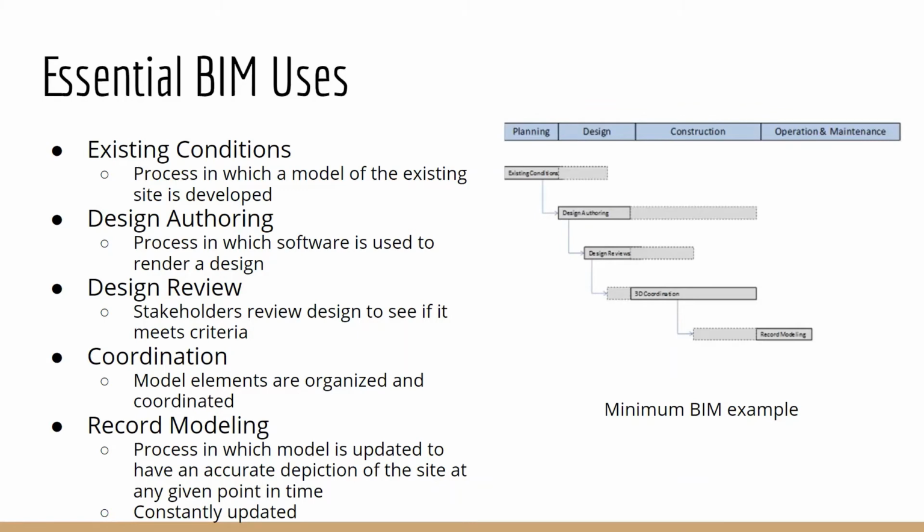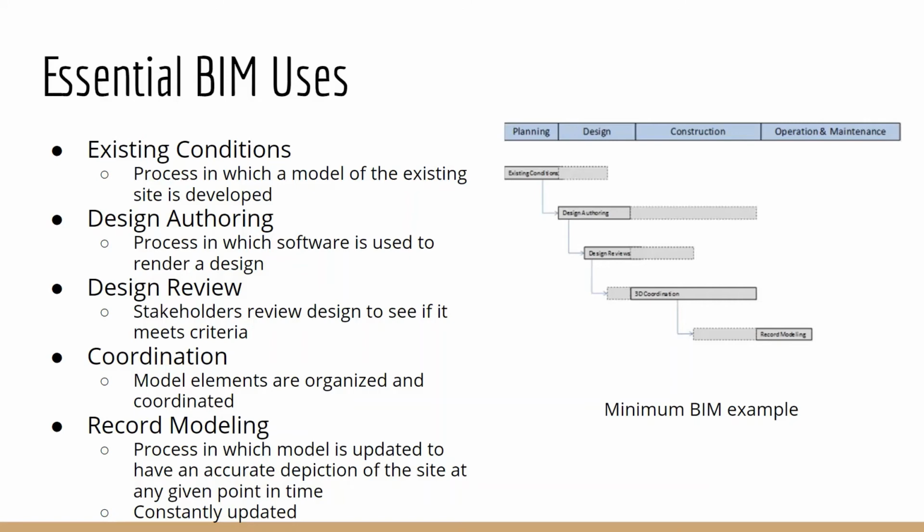Design review, this is where stakeholders would review the design to see if it would meet all the criteria they were hoping for. So this would cover everything from the initial plan, everything from what they wanted the outside to look like, all the way to the interior of their design. Coordination, this is where model elements are organized and coordinated. So this is where lots of construction would take place, getting everything ready for the final opening or the use of this project.